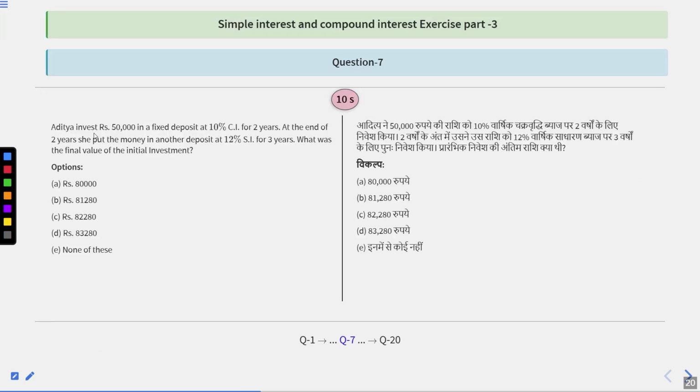Next one. Aditya invests rupees 50,000 in a fixed deposit at 10% compound interest for 2 years. At the end of 2 years, she puts the money in another deposit at 12% simple interest for 3 years. What was the final value of the initial investment? You have 5 options and 10 seconds to analyze the question. Your time starts now.